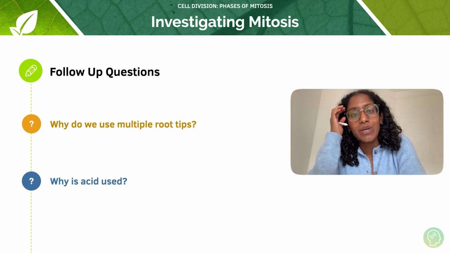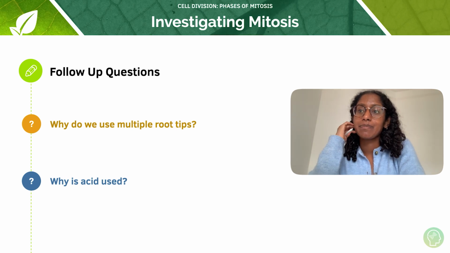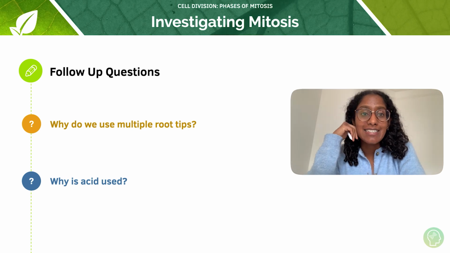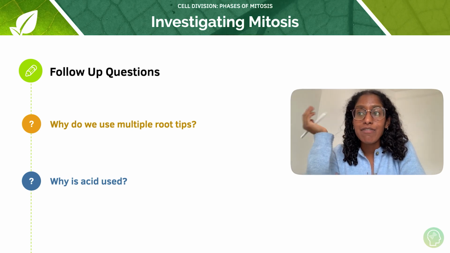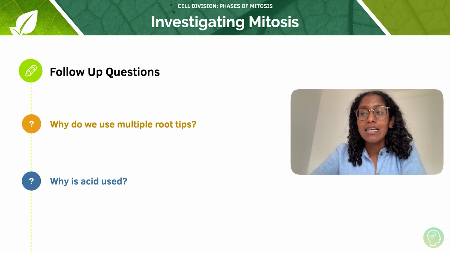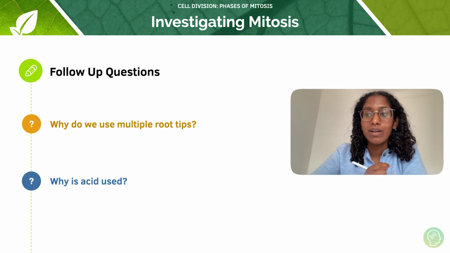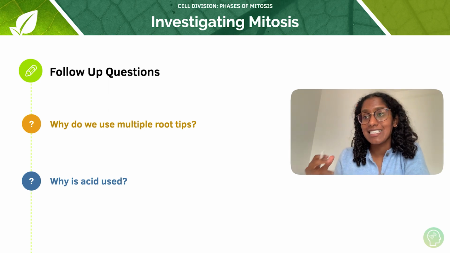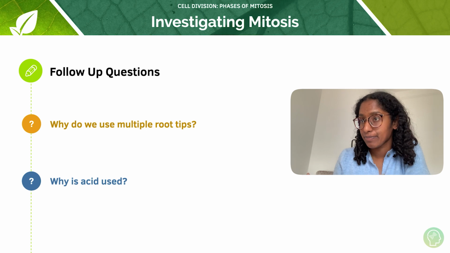So why do we use multiple root tips? Well, this is quite a simple answer. The root tips are very delicate and can decompose, so using several increases the chances of getting good images at the end. Number 2, why is acid used? This is because plant cells tend to stick together due to their cellulose cell walls, and the acid separates the cells, enabling the stain to enter more easily. And actually warming the acid speeds up this process of that stain entering the cells.